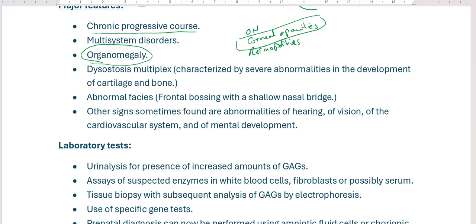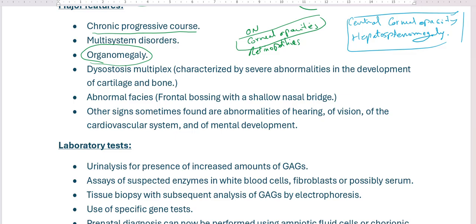Corneal opacities is an important part to mention as well. So a child with central corneal opacity along with hepatosplenomegaly is highly suspicious for mucopolysaccharidosis, especially Hurler syndrome.